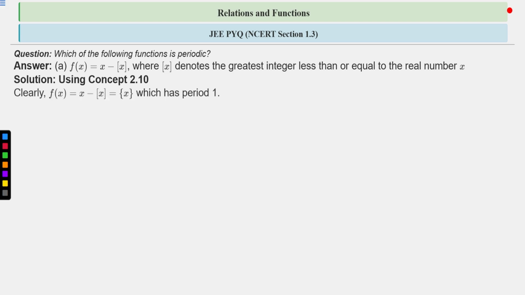Clearly, f(x) is equal to x minus greatest integer function of x, which is equal to the fractional part of x. We know that x can be written as x is equal to greatest integer function of x plus fractional part of x. So we can find the fractional part of x as x minus greatest integer function of x. Clear? Which repeats its value in the interval 1, which has period 1. Clear?